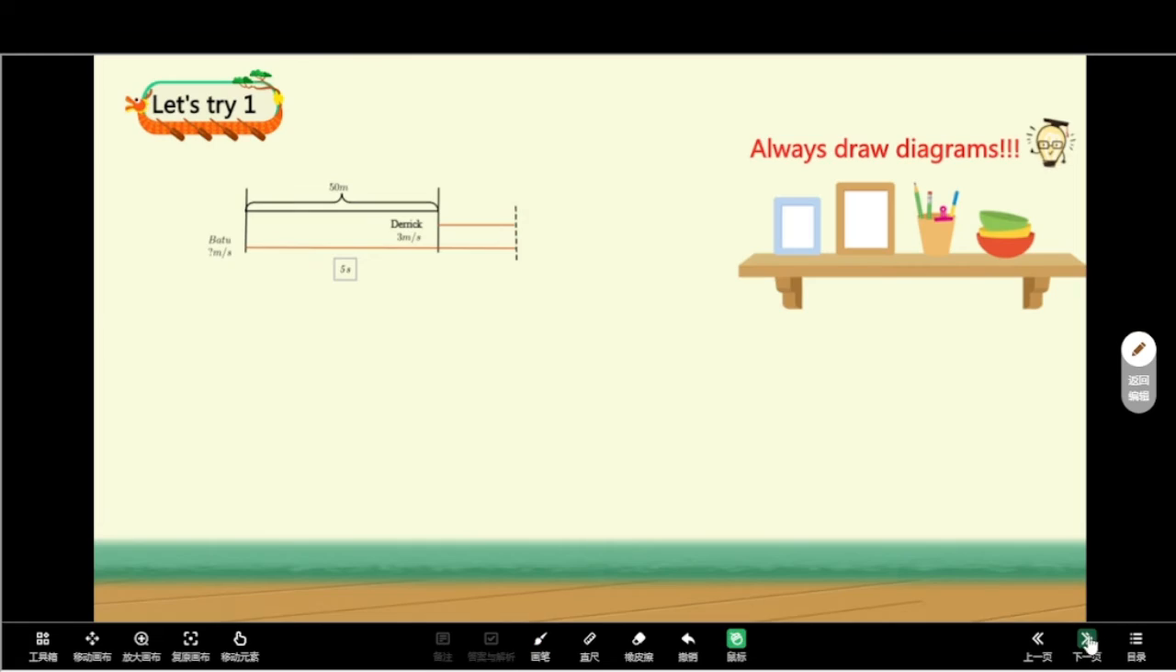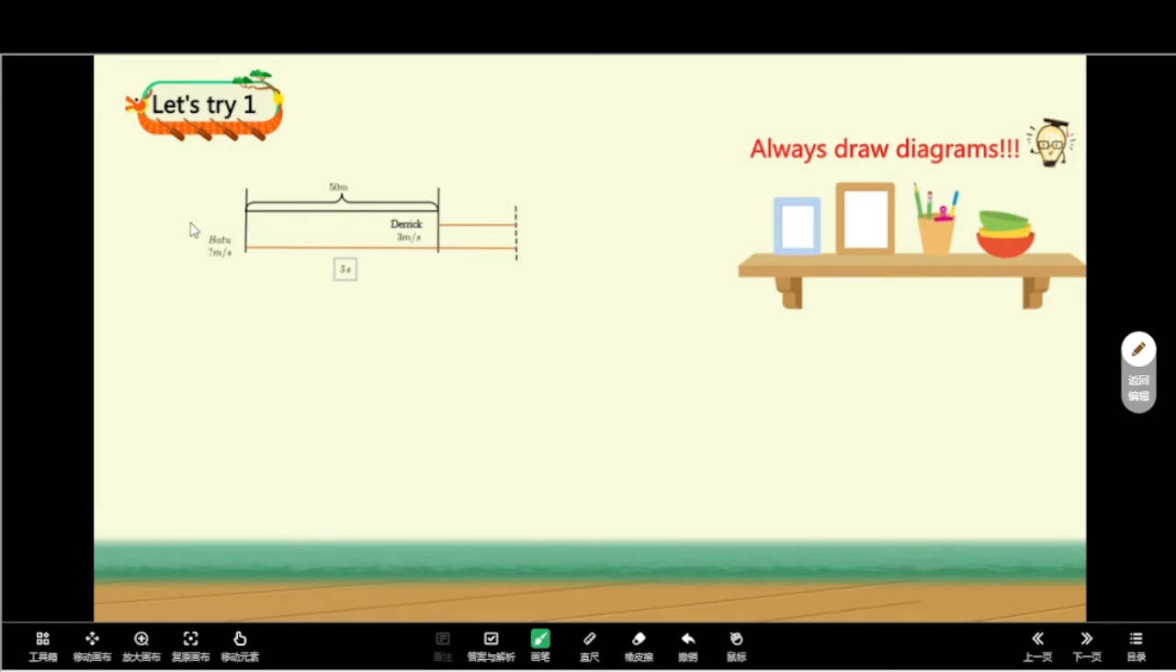Okay, now it's your turn. Can you do this question for me? And you can observe the diagram and pause me and do this question for me. Remember, if you have any question, you always need to draw a diagram to show and to make yourself clear. Okay, have you finished? Let's do it together.